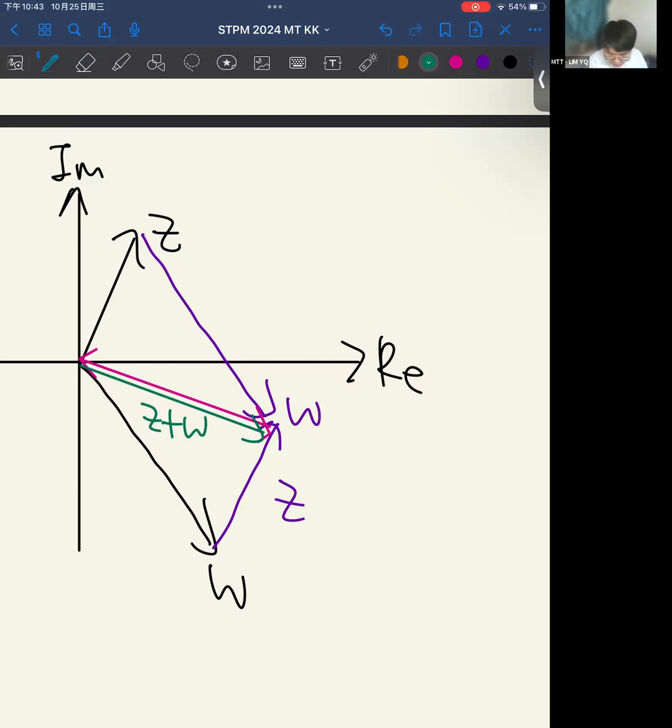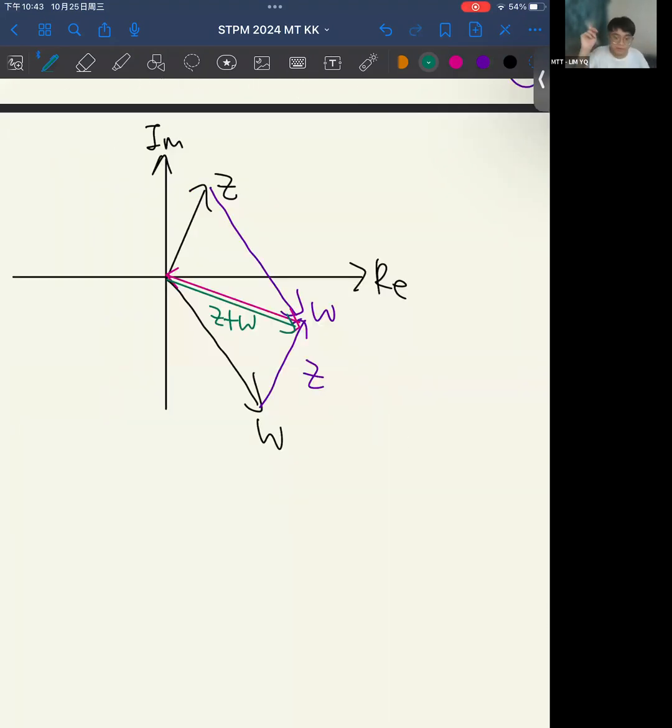Yeah, correct. Wait, Z plus W. Let me see. Correct, Z plus W. Okay, you have two diagonals. Please mention you have two diagonals. So one of the diagonals is called Z plus W.